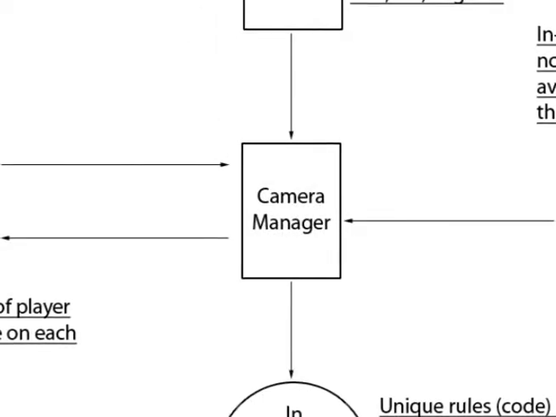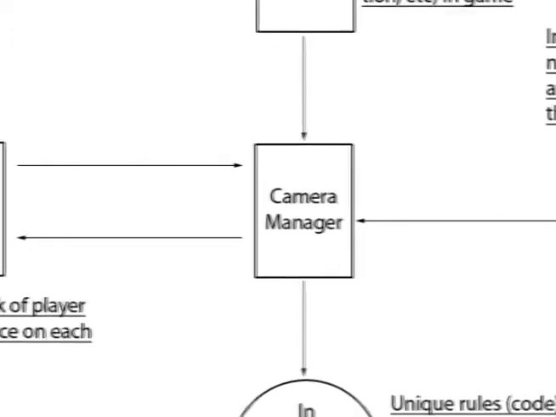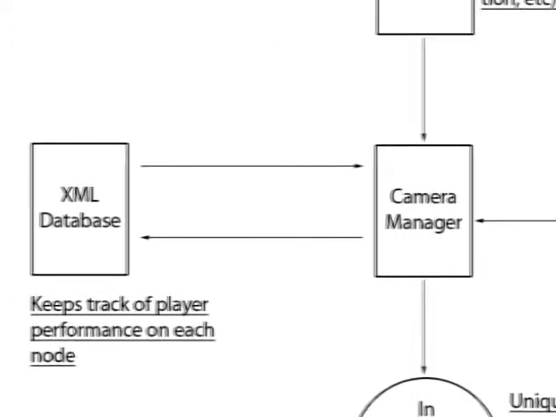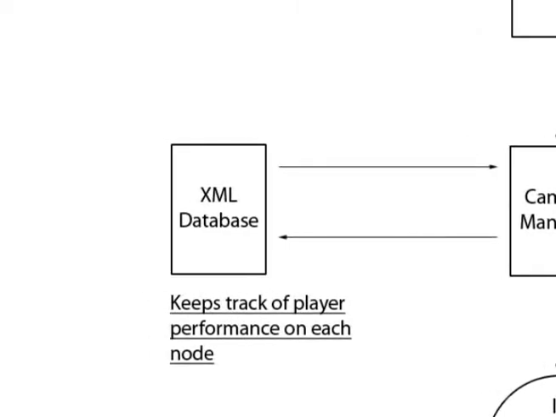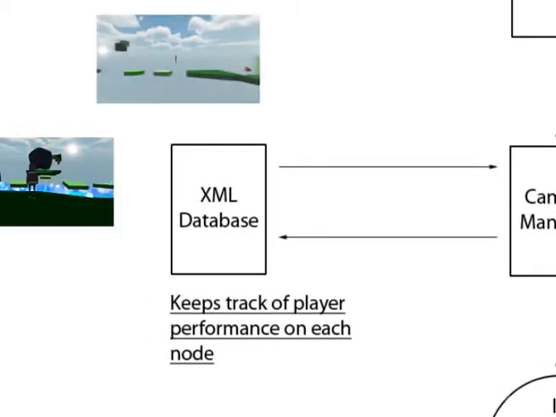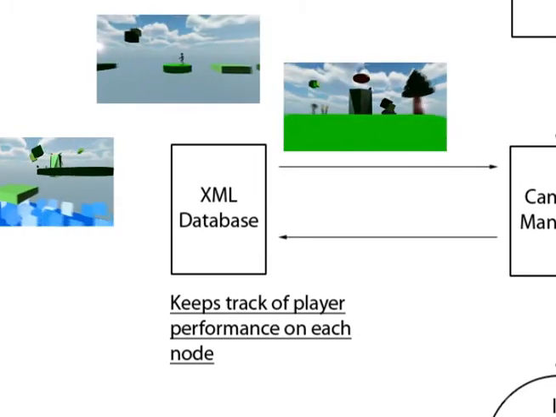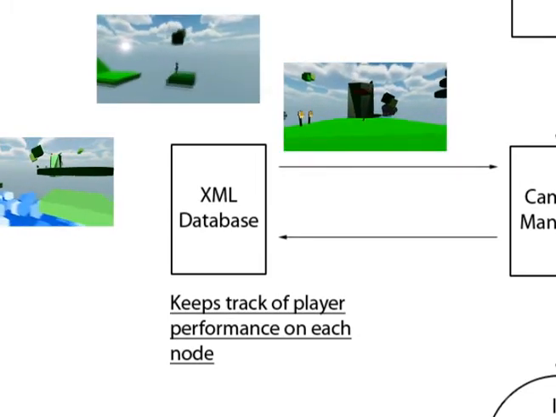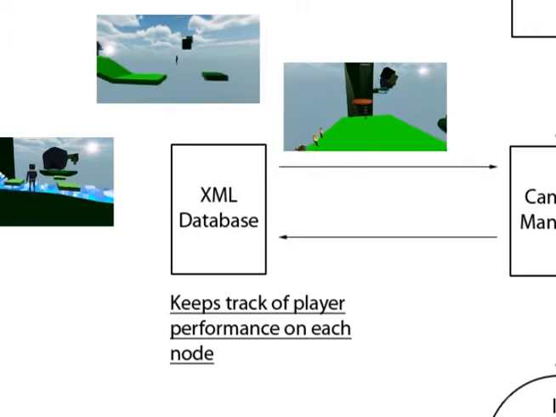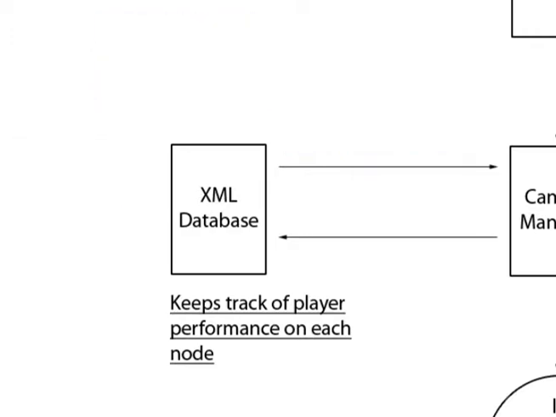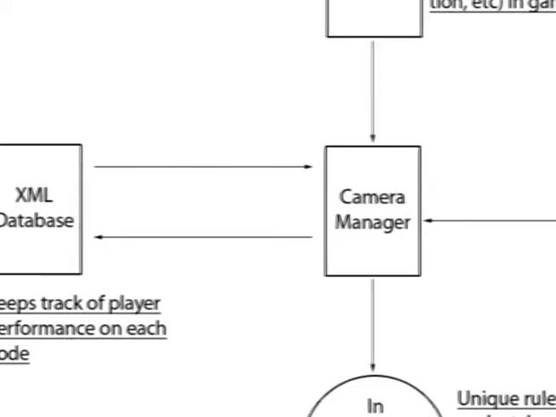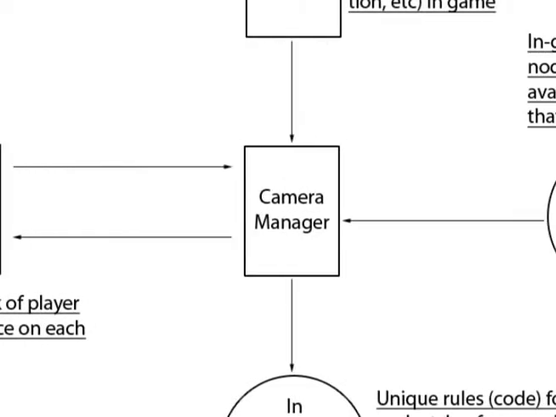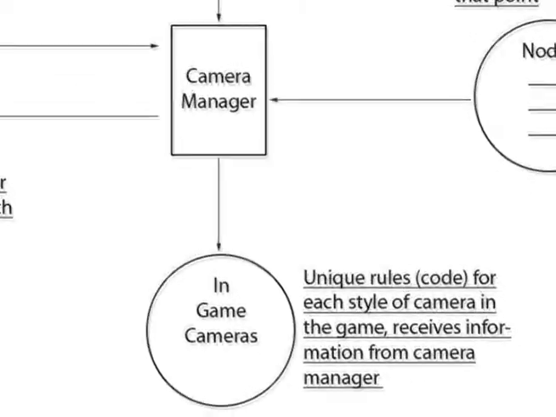The information about player success or failure is retained and stored in an aggregate database of information about player performance on each node. The camera manager then uses the past history of every playthrough to decide which of the in-game camera perspectives to use. This history is aggregated across all players and stored in an XML database. Cameras which have historically shown more success with players are more likely to be selected by the manager. The manager then activates one of the in-game cameras.